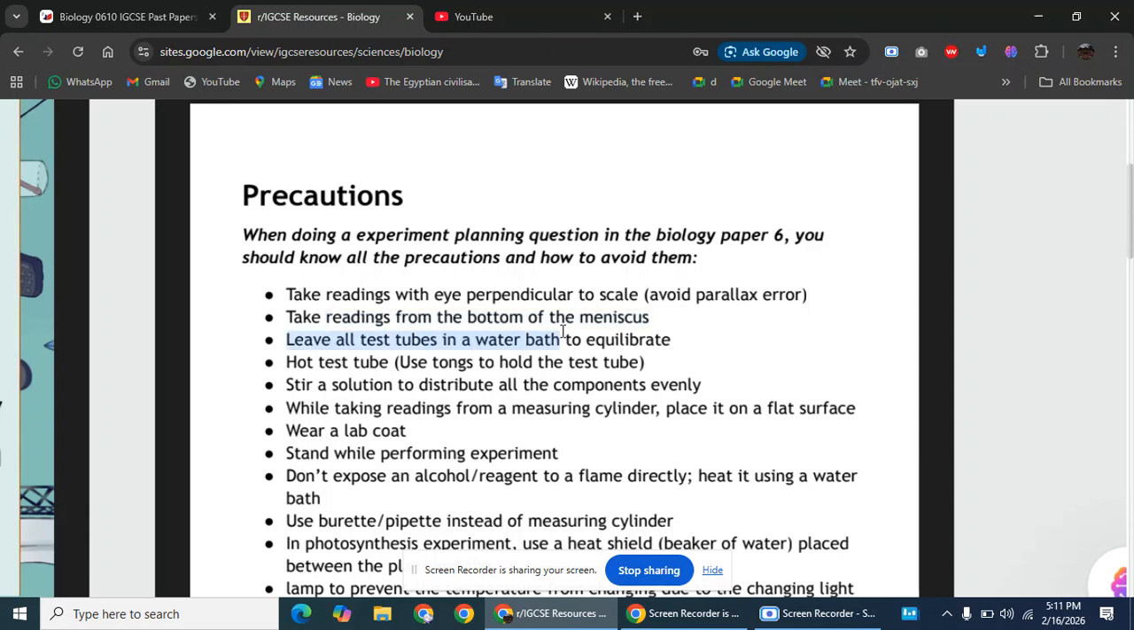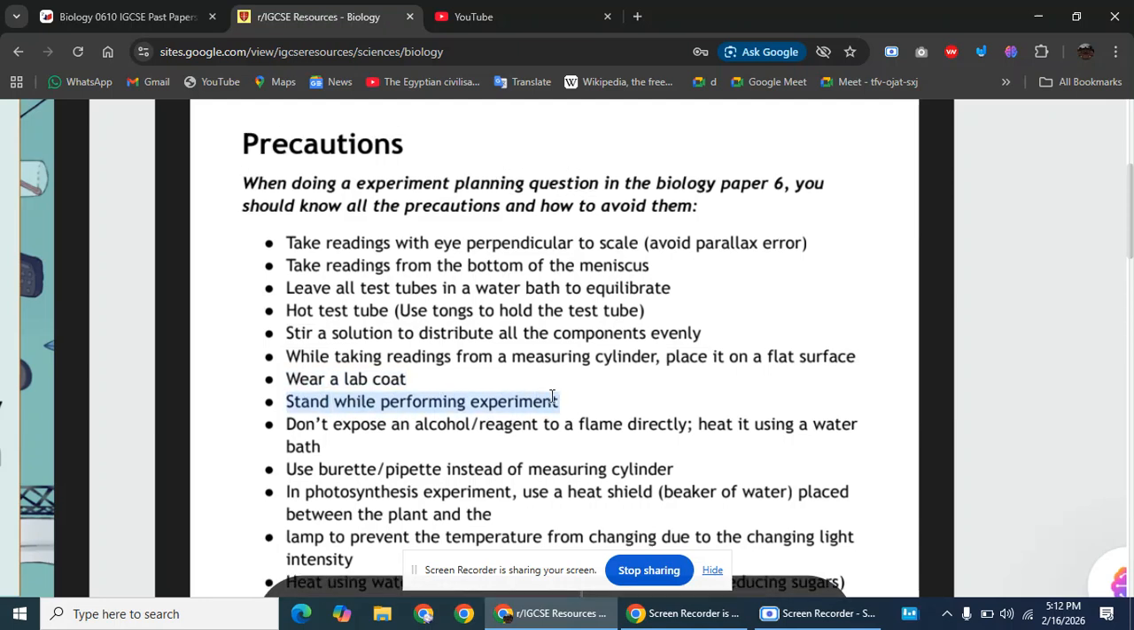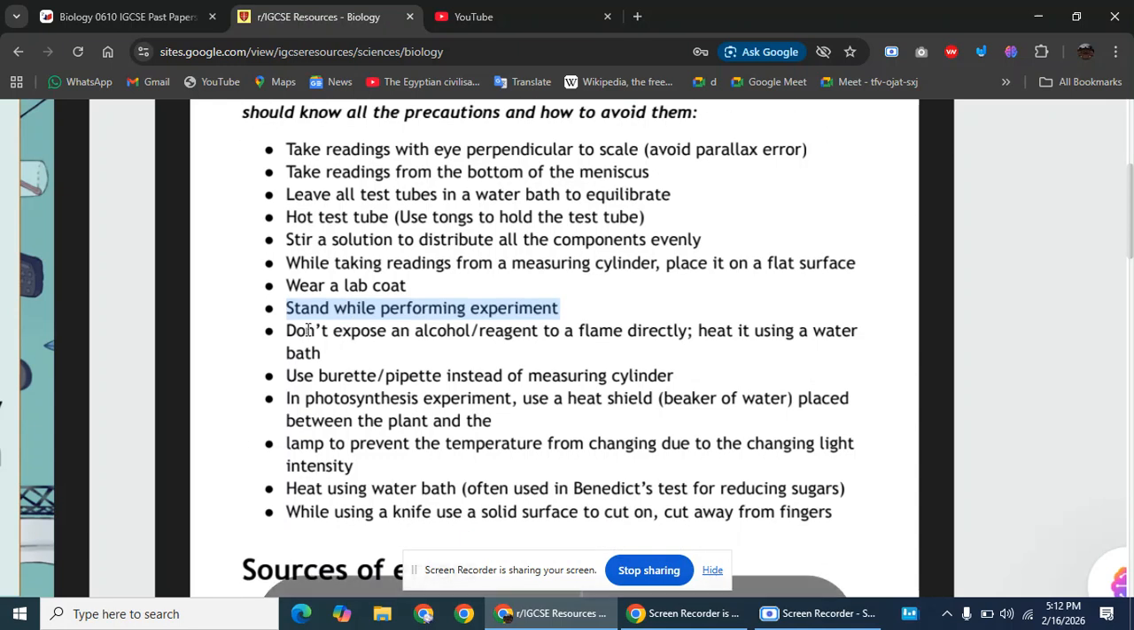Leave all test tubes in a water bath to equilibrate. For a hot test tube, use tongs to hold the test tube. Stir the solution to distribute all the components evenly. While taking readings from a measuring cylinder, place it on a flat surface. Wear a lab coat. Stand while performing the experiment, do not sit. Don't expose an alcohol reagent to a flame directly. Heat it using a water bath.